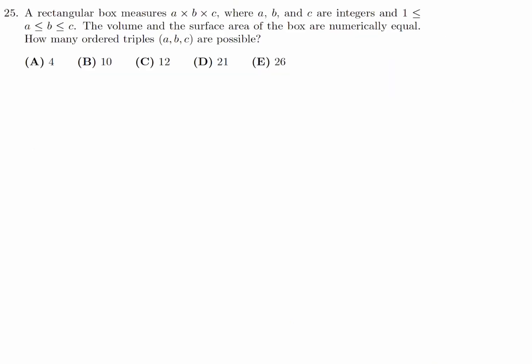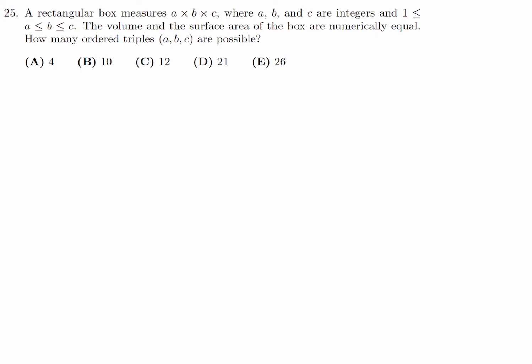A rectangular box measures A times B times C, where A, B, and C are integers, and 1 is less than or equal to A, which is less than or equal to B, less than or equal to C. The volume and the surface area of the box are numerically equal. How many ordered triples ABC are possible?